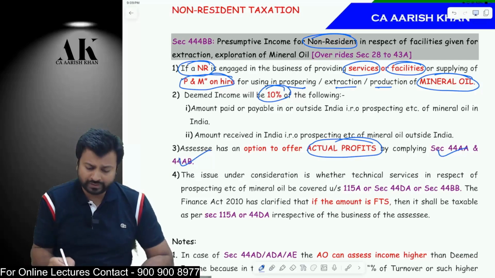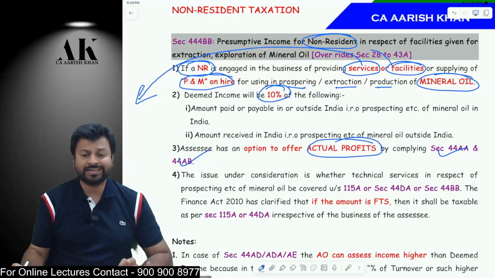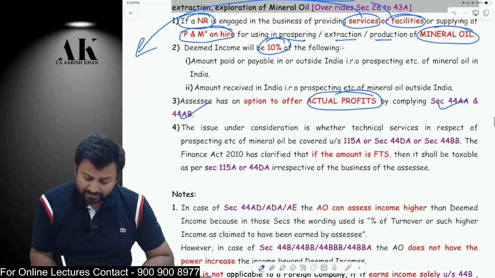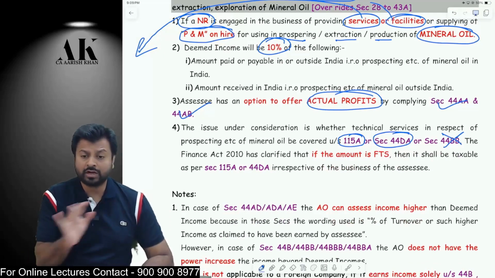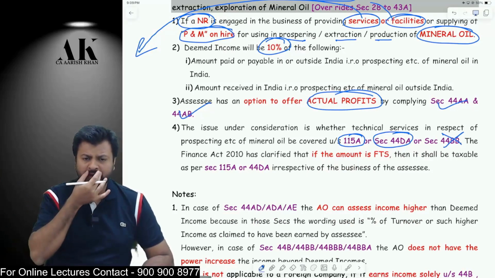Now the question over here is, what about the facility or service which is given, if that service is a technical service? If that service is not a normal service but a technical service, then you have to follow 115A or 44DA and not 44BB. This 44BB is only applicable if it is not a technical service. If it qualifies to be a technical service, then follow 115A or 44DA as the case may be.